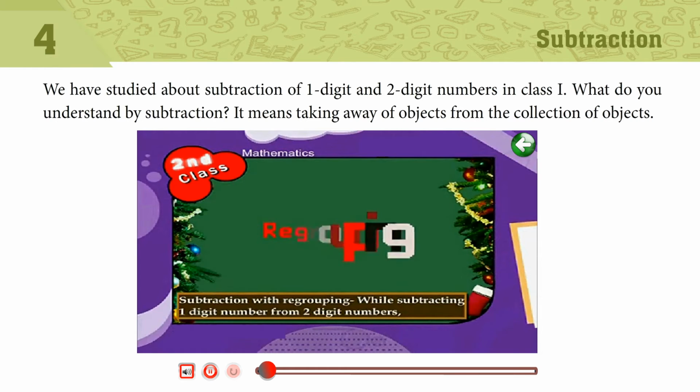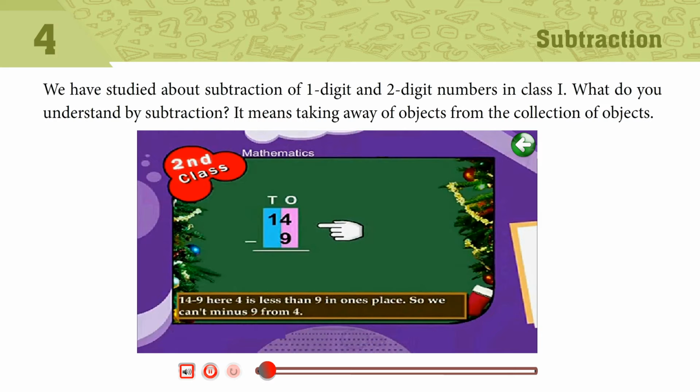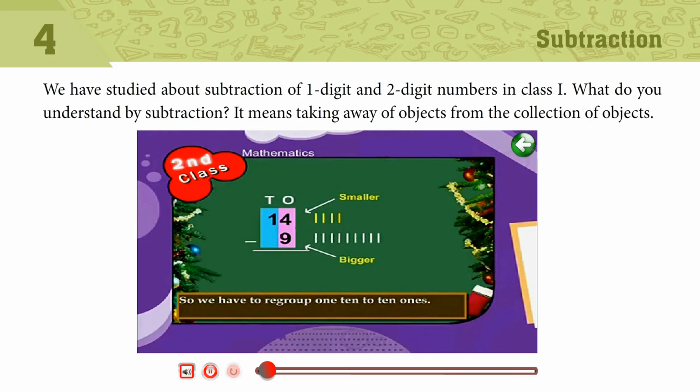Subtraction with regrouping. While subtracting 1-digit number from 2-digit number, sometimes we may not get enough ones. Here is an example. 14 minus 9. Here, 4 is less than 9 in ones place. So, we cannot minus 9 from 4. So, we have to regroup 1 ten to 10 ones. For that, we have to transfer tens value 1 to ones place as 10 ones.